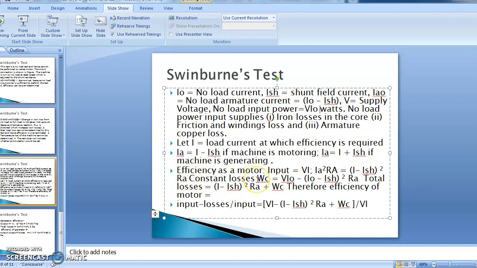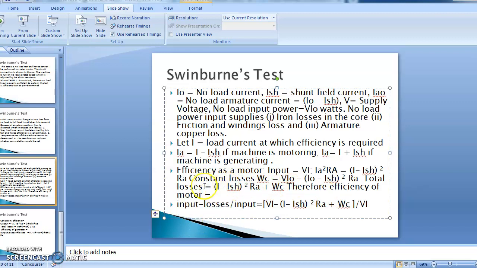The constant losses WC will be equal to V I0 minus (I0 minus ISH) square RA, that means input power minus armature losses, considering all the constant losses. Here this constant loss includes not only the iron losses, it also includes the frictional and windage losses. Here we cannot segregate them. Now the total losses will be here.